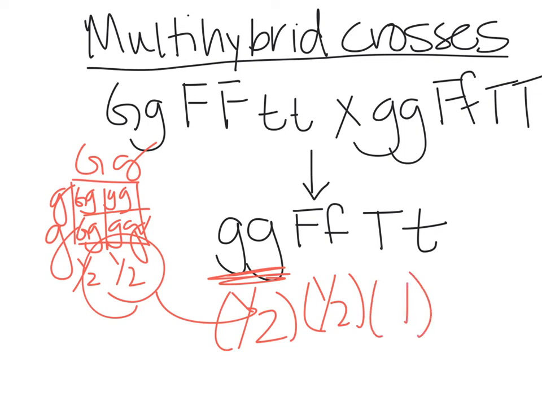So then we multiply these all together. A half times a half times 1 equals what? A 1/4 chance of getting this genotype.